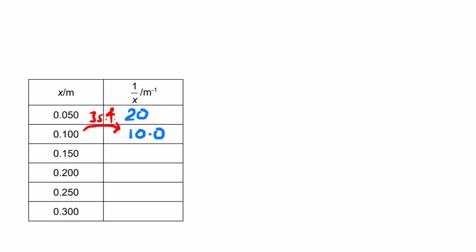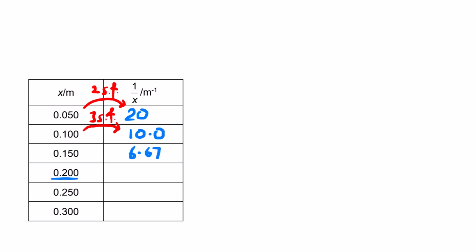So why was 20 correct? Because 20 was calculated from 1 divided by 0.050, which is a 2SF number. So it would be wrong to write 20 as 20.0. So 20 here has to be written to 2SF only. Let's continue, yeah? 1 divided by 0.15 will be 6.67, 3SF number.